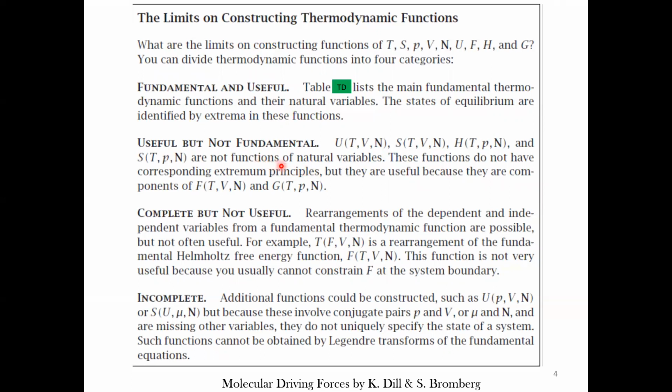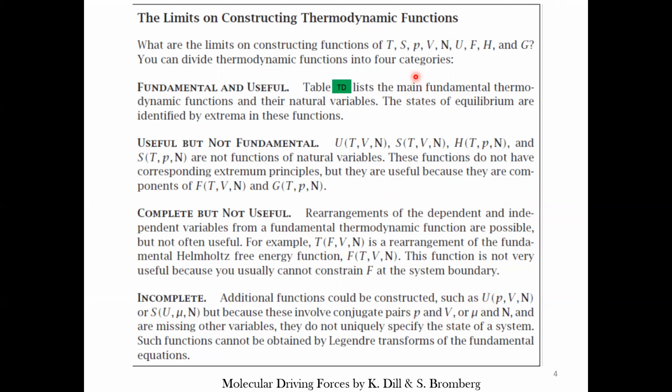Useful but not fundamental. Okay, so we also summarize which thermodynamic functions are useful but not fundamental, that will help in assembling a fundamental equation. Complete but useful. Okay, we had talked about some such functions, and incomplete. So incomplete is easy to identify when a pair of conjugate variables, P and V are conjugate variables, mu and N are conjugate variables. Okay, so these are not a unique way of specifying entropy, or this is not a unique way of specifying internal energy.